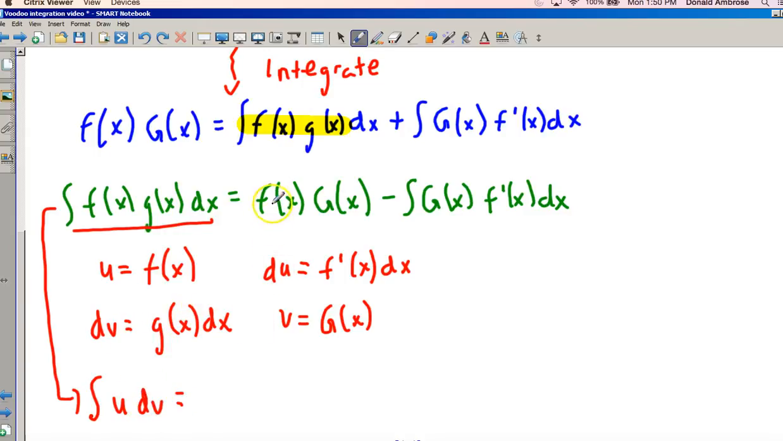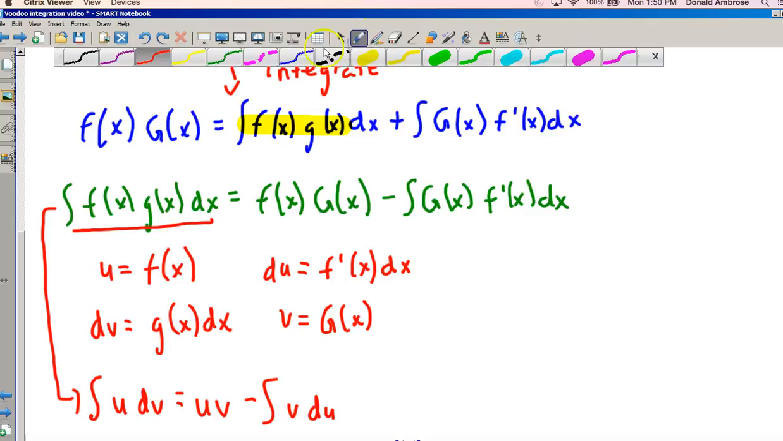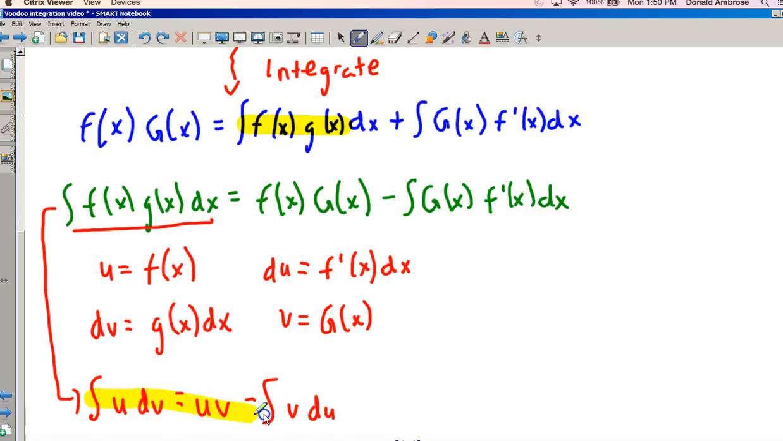And that'll equal, on the other side of the equation, f of x, which is equivalent to u, times big G of x, which is equal to v, minus the integral of big G of x, which is equal to v, times f prime of x dx, which is equal to du. And this is the formula you'll see in your textbook, and usually in any other math textbook. And it's this integral, especially on the other side of the equation, where I get my Voodoo terminology from.